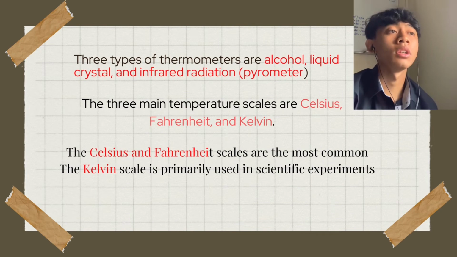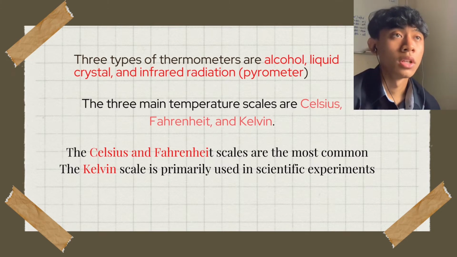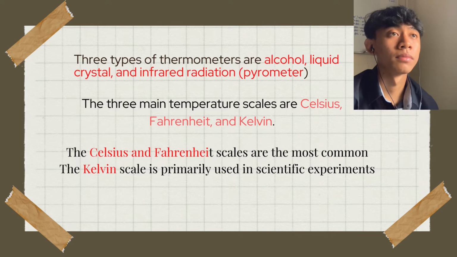Types of thermometer are alcohol, liquid crystal, and infrared radiation thermometer. The three main temperature scales are Celsius, Fahrenheit, and Kelvin. The Celsius and Fahrenheit scales are the most common, but the Kelvin scale is primarily used in scientific experiments.